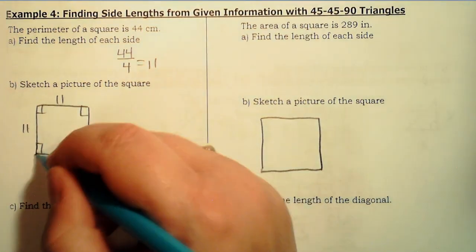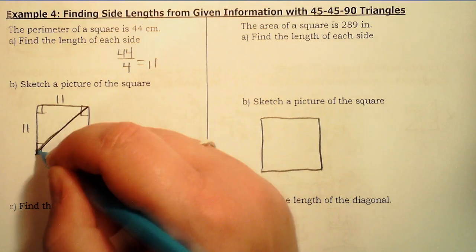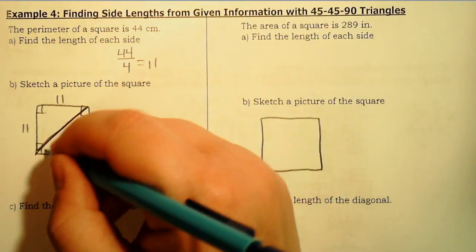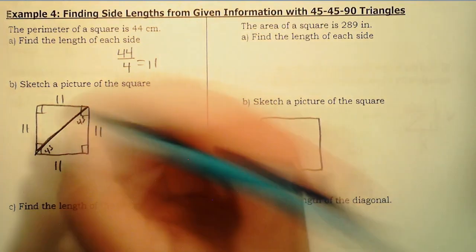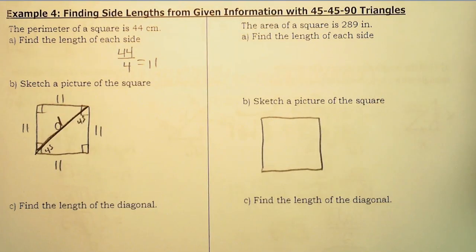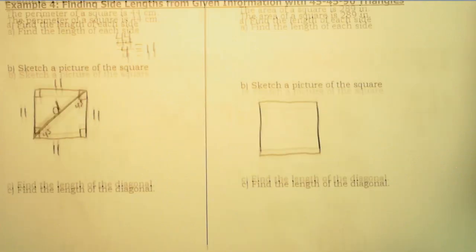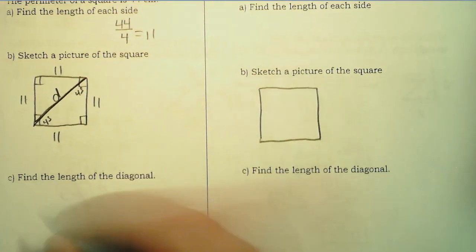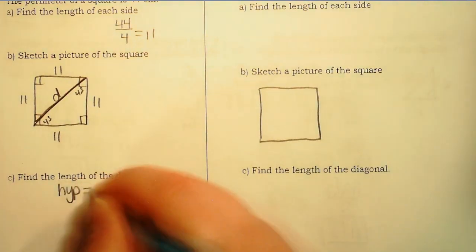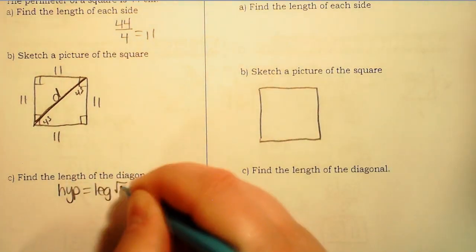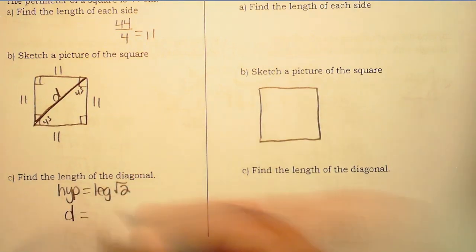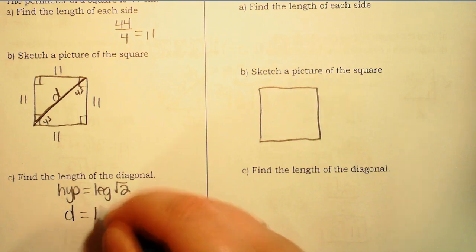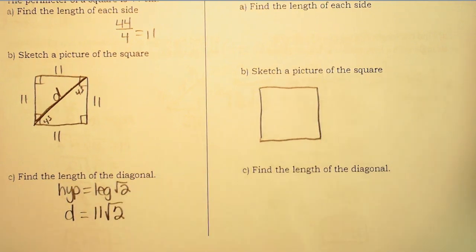And then the question says find the length of the diagonal. So if I go ahead and just draw one of those in as a reference, what we have here on either side of that diagonal is going to be a 45-45-90 triangle. So the diagonal here is actually the hypotenuse. So all we have to do is remember the hypotenuse is equal to the leg times the square root of 2. So my hypotenuse here is the diagonal, and the leg is 11, multiplied by the square root of 2, and then there's no simplifying to do in that question.